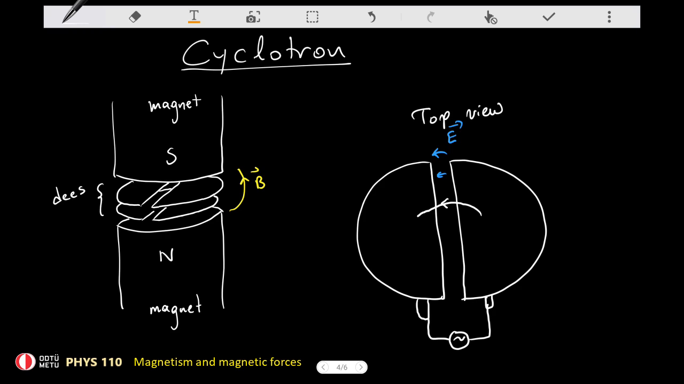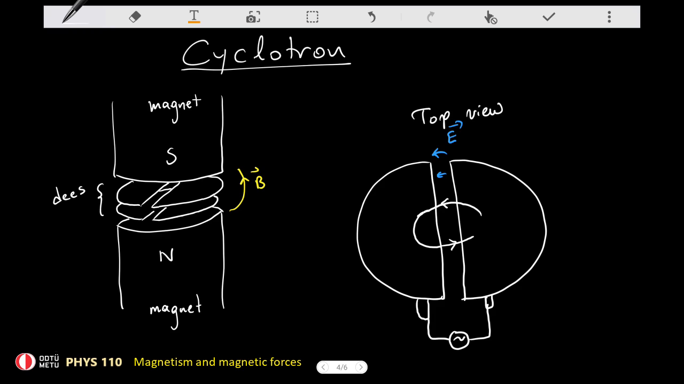Some of them are going to slow down. The ones that are slowing down, we don't care about them. But the ones that are speeding up, these are the ones that we need. So what we would like to do is basically bend the particles in such a way that when they come back and pass from this region again, we would like this electric field to be pointing in the opposite direction. So when they are passing through this gap region the second time, we want to make sure that they accelerate again.